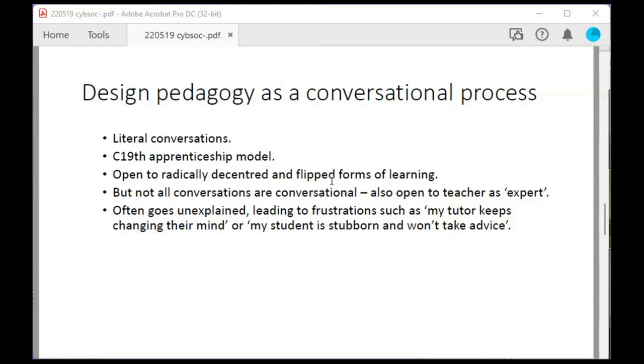And this can lead to a bit of frustration. One of the things that comes up a lot is students complaining or worrying that their tutor keeps changing their mind. One week they'll say, maybe do this. Another week they'll say, oh, no, I'm not sure about that, do this. On the other hand, tutors might say, that student's really stubborn. They won't take advice. I keep telling them to do this.